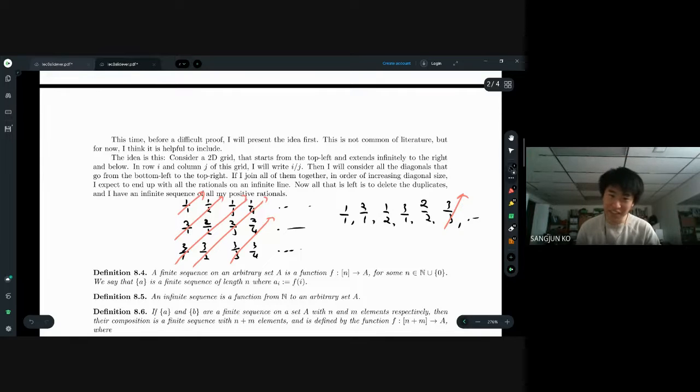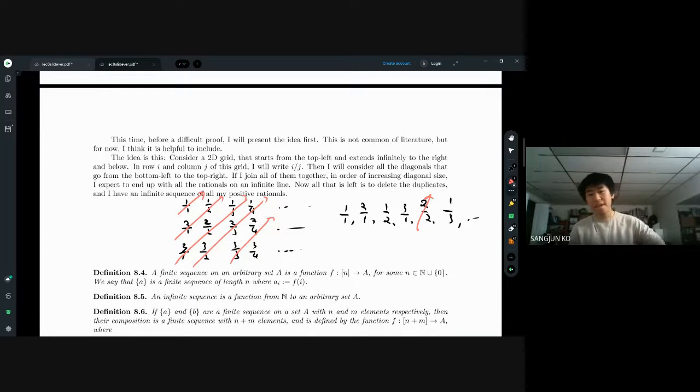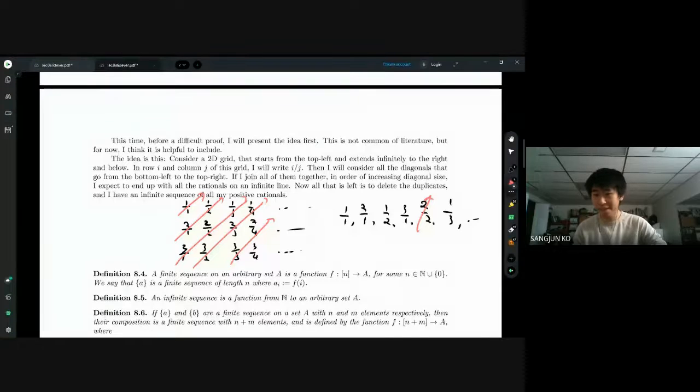Something smells off. The listing should be 1 over 1, 2 over 1, 1 over 2, 1 over 3, 2 over 2. That should be a 1 over 3, so we wouldn't delete this, but we would delete this. Okay. Does this make sense to everyone? Great. So now all we need to do is formalize this notion a little bit.